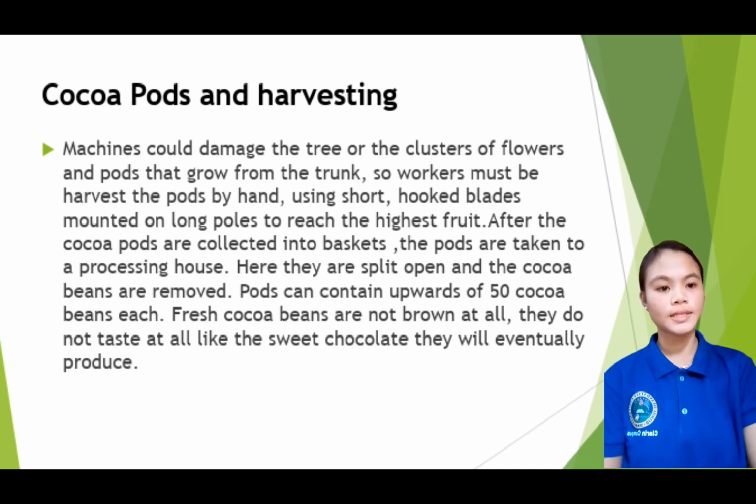Cocoa pods and harvesting. Machines could damage the tree or the clusters of flowers and pods that grow from the trunk, so workers must harvest the pods by hand, using short hook blades mounted on long poles to reach the highest fruits. After the cocoa pods are collected into baskets, the pods are taken to a processing house. Here they are split open, and the cocoa beans are removed. Pods can contain upwards of 50 cocoa beans each. Fresh cocoa beans are not brown at all. They do not taste like the sweet chocolate they will eventually produce.